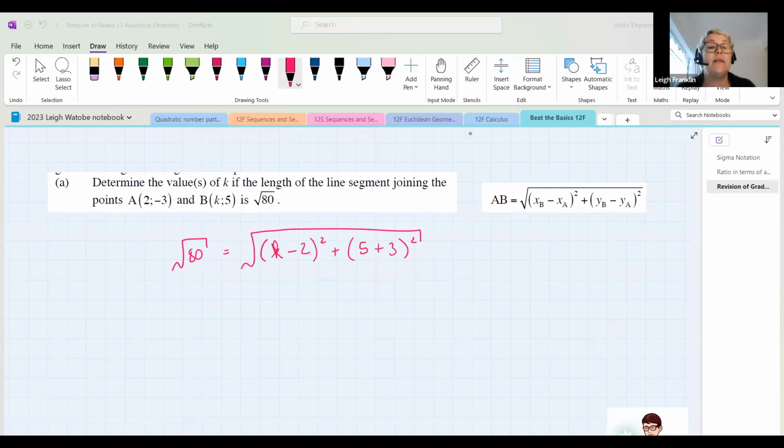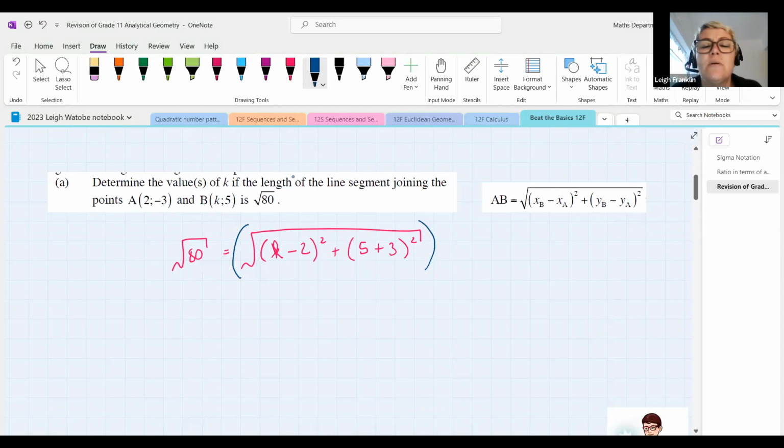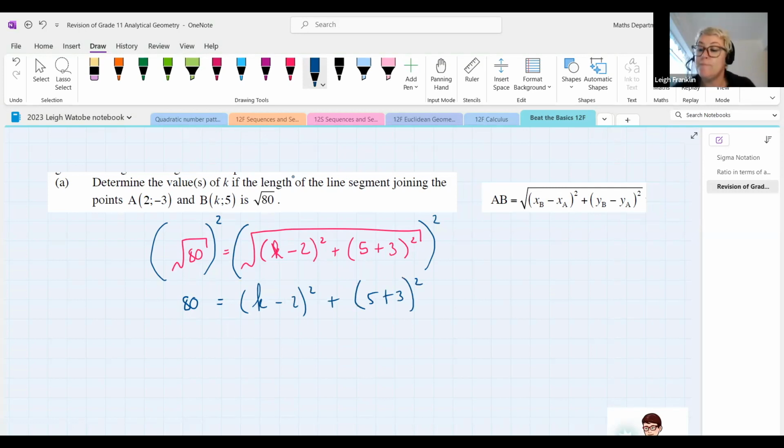Okay, there we go. And now our next step would be to get rid of the roots. So we are going to square both sides of our equation. This means we end up with 80 on the left, and on the right-hand side, we've got k minus 2 squared plus 5 plus 3 squared. Okay, I'm going to stop there and I'm going to let you guys do the rest. I want to hear what your solutions for k are going to be.